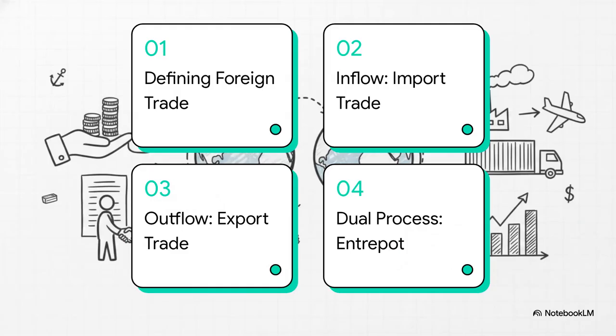So here's our game plan for today. First, we'll be defining foreign trade. Then, we look at the inflow, which is import trade. Right, and after that, we flip it to outflow or export trade. And we're wrapping up with my personal favorite, the dual process known as entrepot.